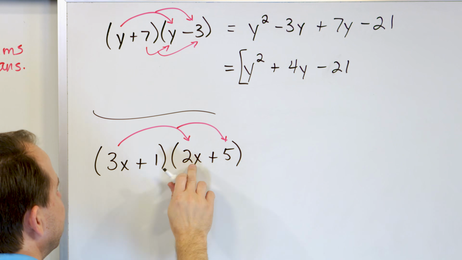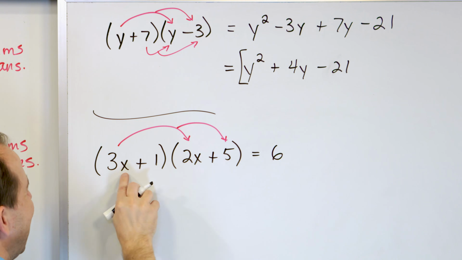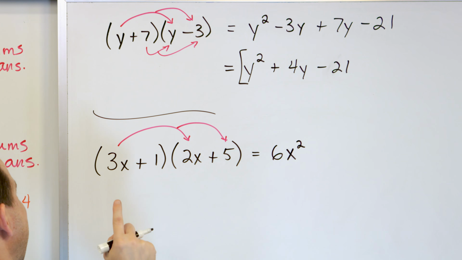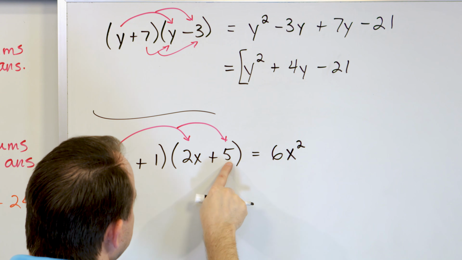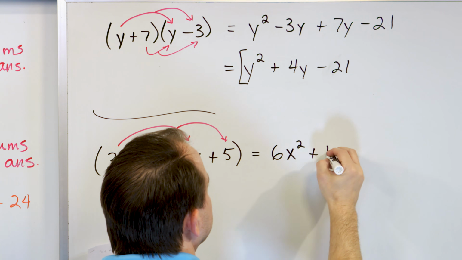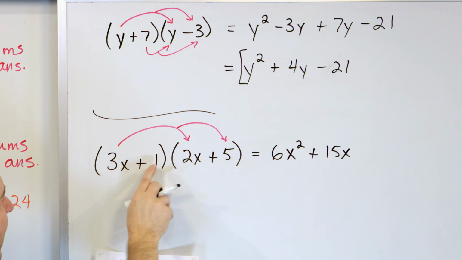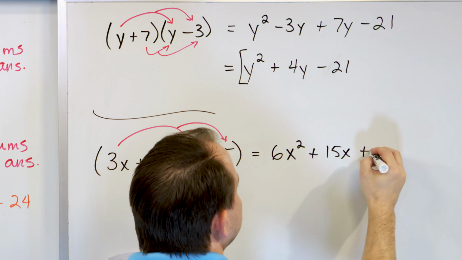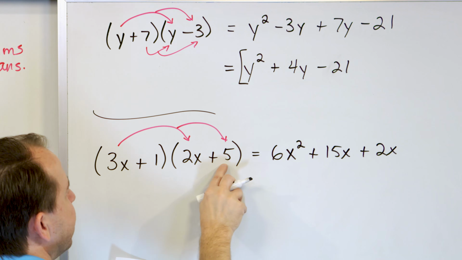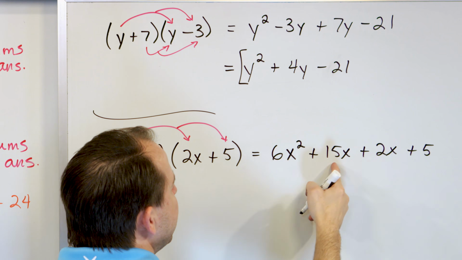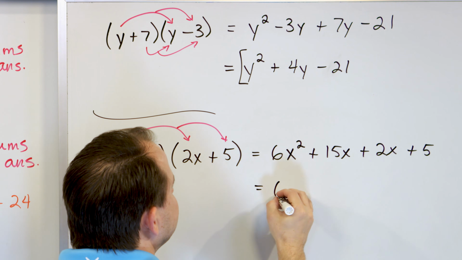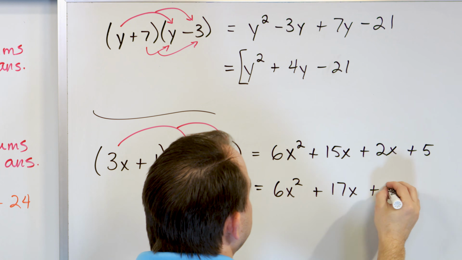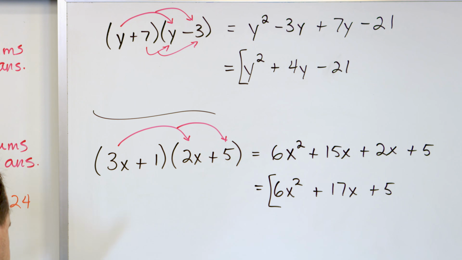So what is 3 times 2? It's going to be 6. And what is x times x? You add the exponents, giving you x squared. Now you have to take this and multiply and distribute into the other guy, which is 5. 3 times 5 is 15. And the x is still multiplied, 3x times 5, so it's 15x. Then we'll take the 1 times the 2x, giving you 2x. And we'll take the 1 times the 5, giving you a 5. And then we realize we can combine these like terms, so we'll have 6x squared. What is 15 plus 2? It's 17x, and then the 5 comes along for the ride. So 6x squared plus 17x plus 5.